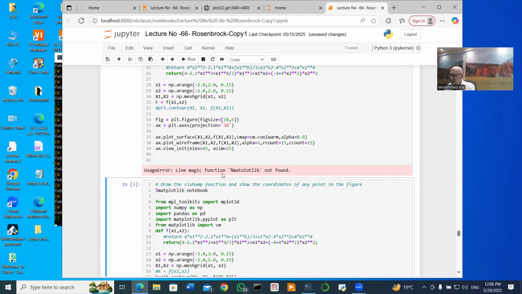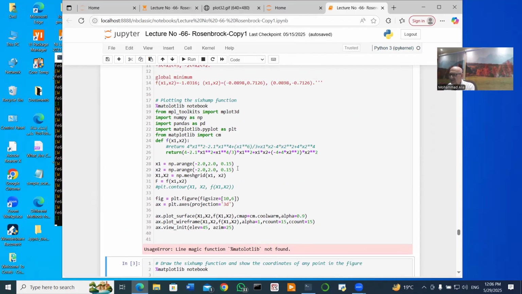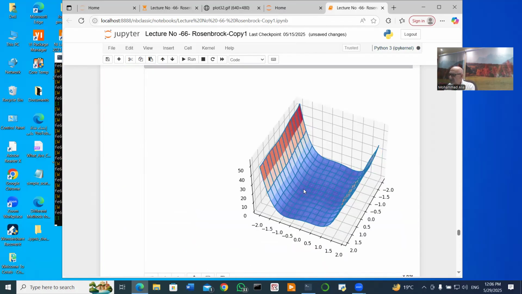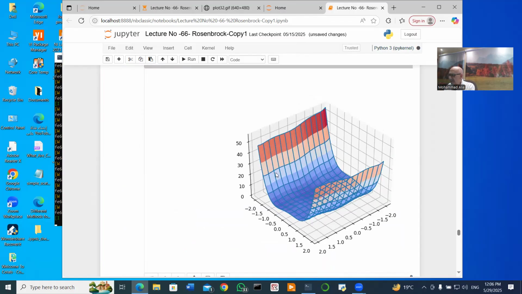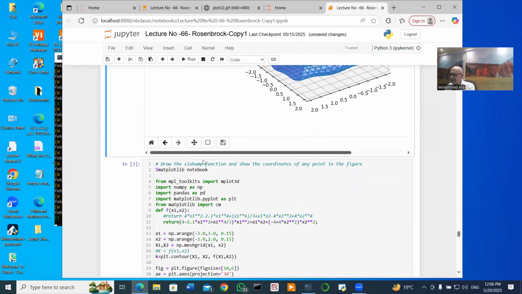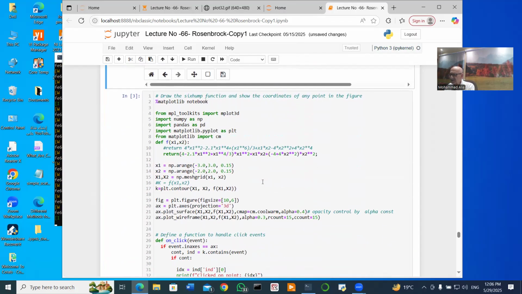A message: line magic function not found. Matplot, here is matplot, the P should be lowercase. matplotlib. Okay. Now it works. Now I can rotate it as I wish. Okay, so now we have created the function in a 3-dimensional plot.